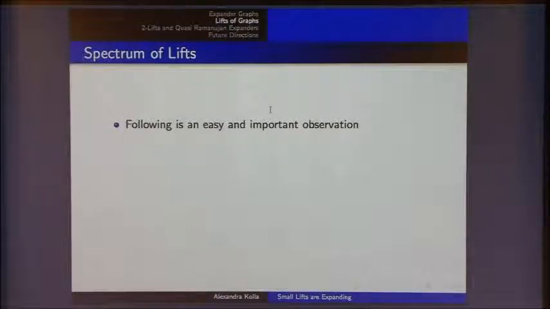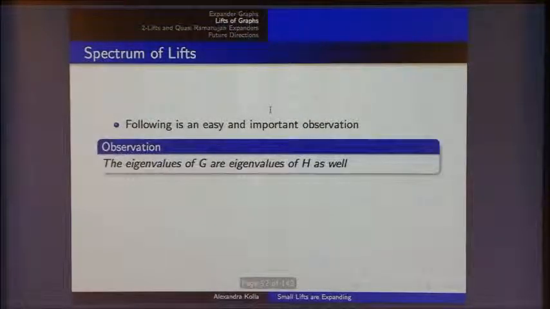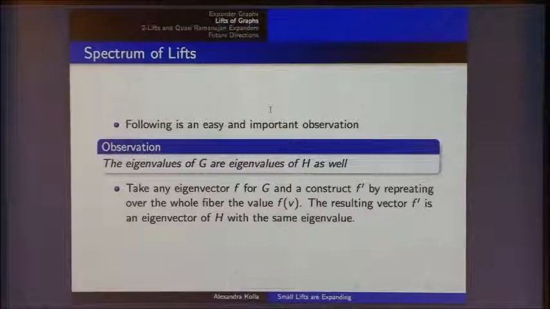Here's what happened with edge expansion, but we are dealing with spectral expansion right now. Let's see what happens there. Here's an easy but important observation. The original eigenvalues of the adjacency matrix of the graph G are also eigenvalues of the adjacency matrix of the lift. Why is that? That's easy to see.